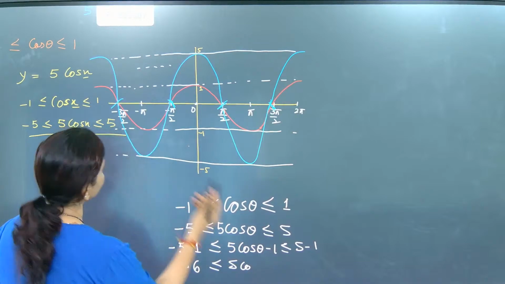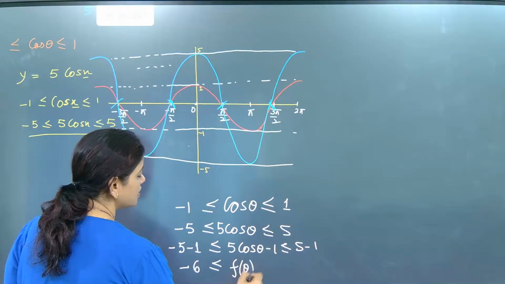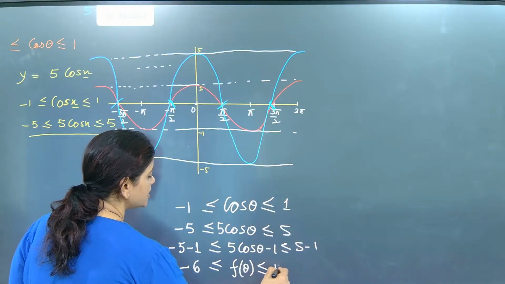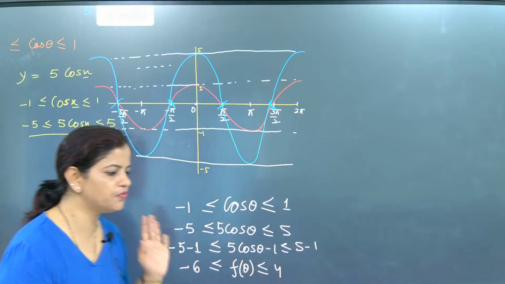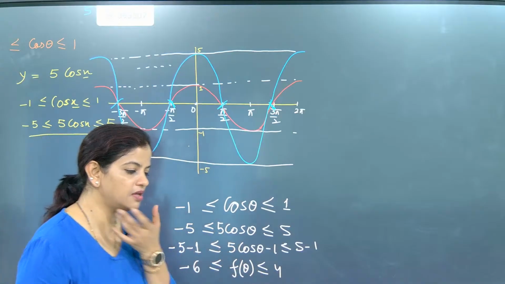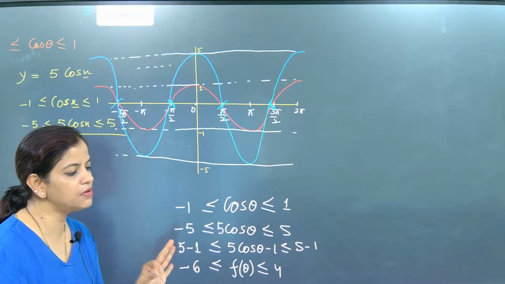So here beta the value will lie between minus 6 to 5 cos theta. So 5 cos theta is our function only, so we can write it as f of theta and then it will be coming as 4. So minimum is minus 6, maximum is 4. Absolutely correct, Lucky. You got it correct. So minimum is minus 6 and maximum is 4.